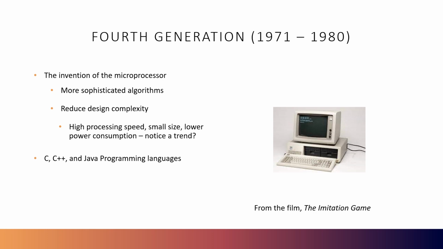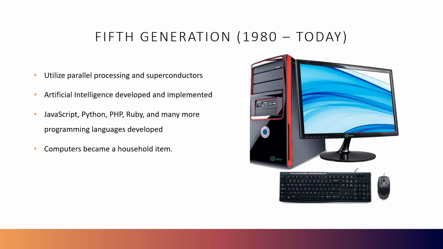The fourth generation was from 1971 to 1980. The invention of the microprocessor was the highlight of the fourth generation. This allowed for more sophisticated algorithms, along with reduced design complexity. The trend continued with higher processing speeds, smaller sizes, and lower power consumption. Programming languages such as C, C++, and Java were implemented, and newer versions are still in use today.